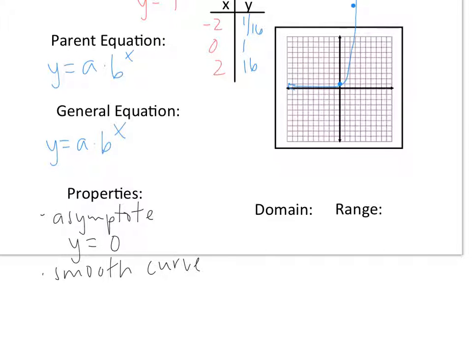The domain for exponentials, in this case, is all reals. So x is between negative infinity and positive infinity. And the range here will vary. Y is strictly between 0 and positive infinity, again, because that 0 there is that asymptote. And this was just a brief review on exponential functions.